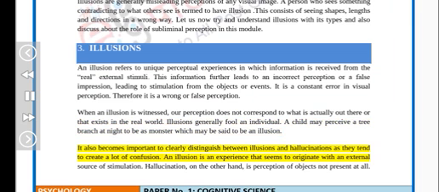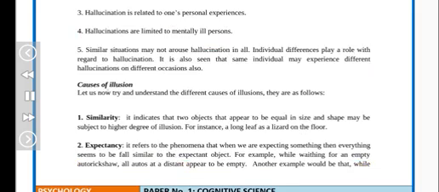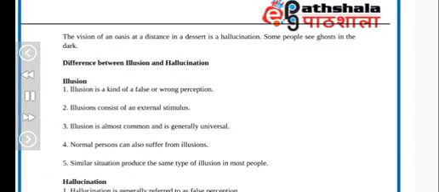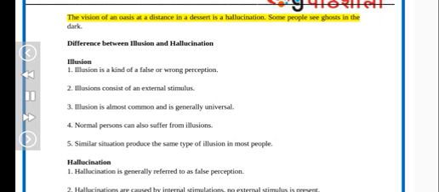illusion. It also becomes important to clearly distinguish between illusions and hallucinations, as they tend to create a lot of confusion. An illusion is an experience that seems to originate with an external source of stimulation. Hallucination, on the other hand, is perception of objects not present at all. The vision of an oasis at a distance in a desert is a hallucination. Some people see ghosts in the dark.